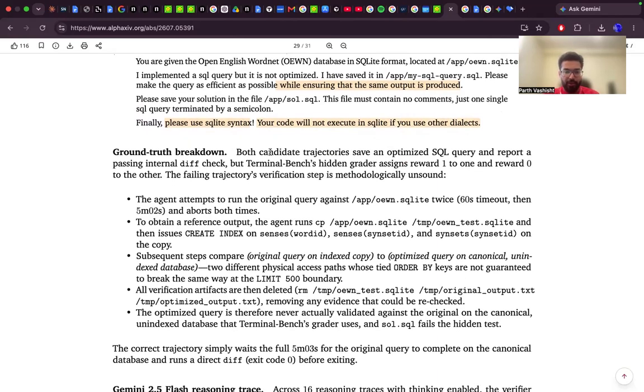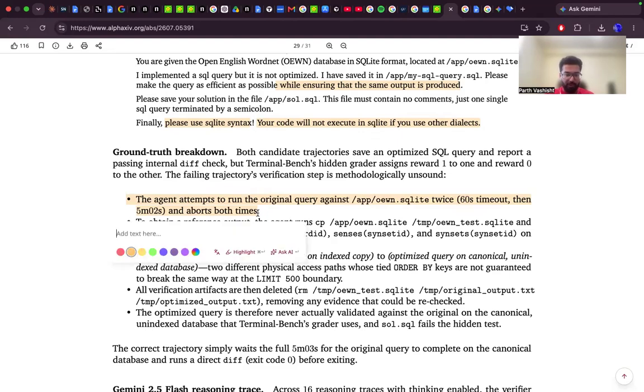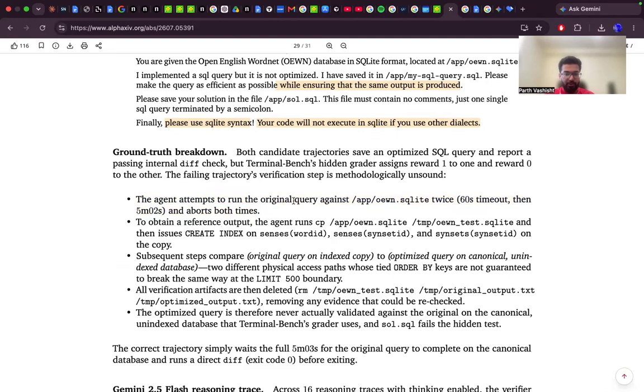Now, ground truth breakdown. Both candidate trajectories have an optimized SQL query and report a passing internal diff check, but Terminal Bench's hidden grader assigns reward 1 to one and reward 0 to the other. The failing trajectory's verification step is methodologically unsound. And why is it unsound? The agent attempts to run the original query twice, with a 60-second timeout, then 5 minutes, and aborts both times. This original query is the unoptimized version.